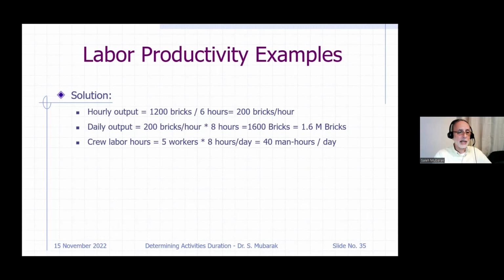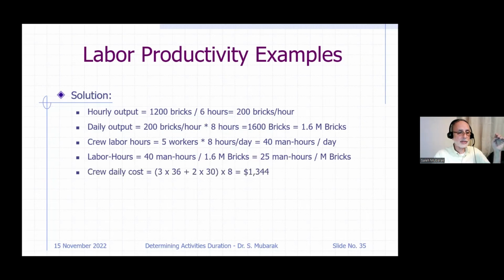Anyway, the crew labor hours: we have 5 workers, 3 bricklayers and 2 helpers. Each will put out 8 hours a day. That's 40 man hours a day. Remember that man hours is not a measure of time. It's a measure of effort. The labor hours is 40 divided by 1.6. Let's go with the number 1.6. It's 25 man hours per 1,000 bricks.